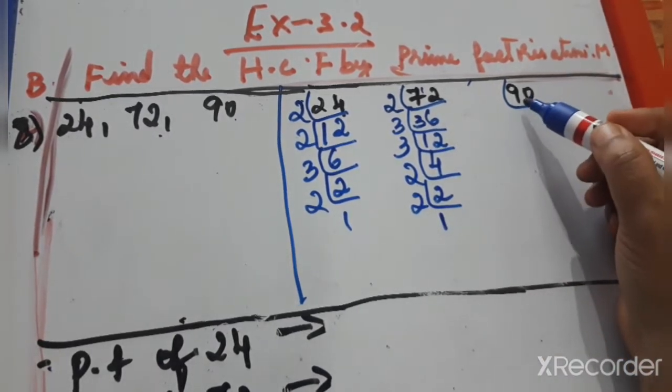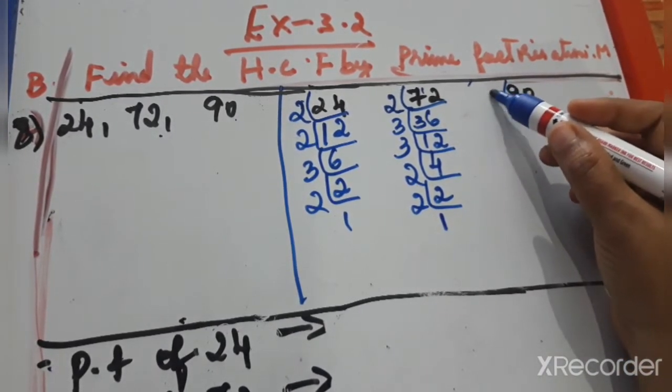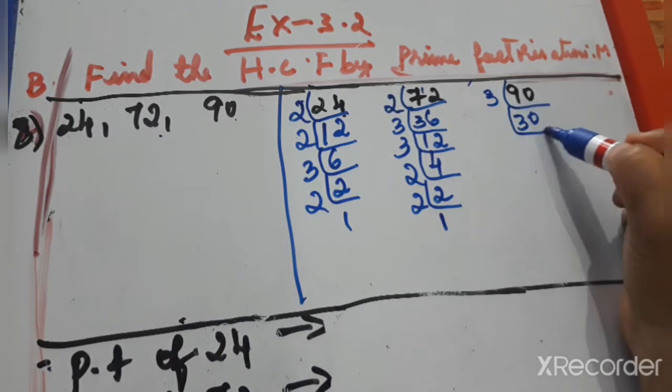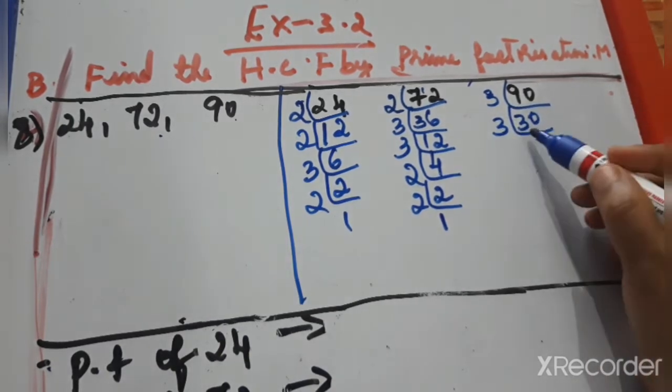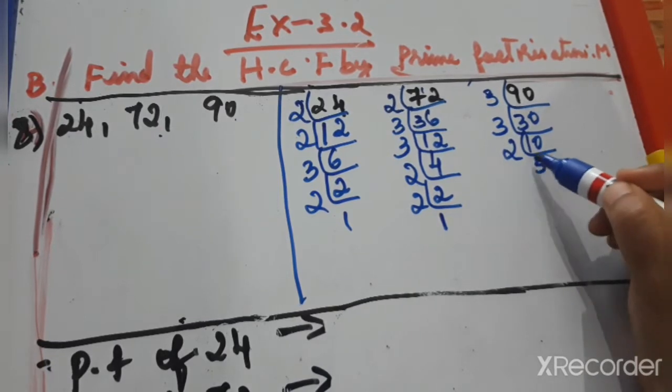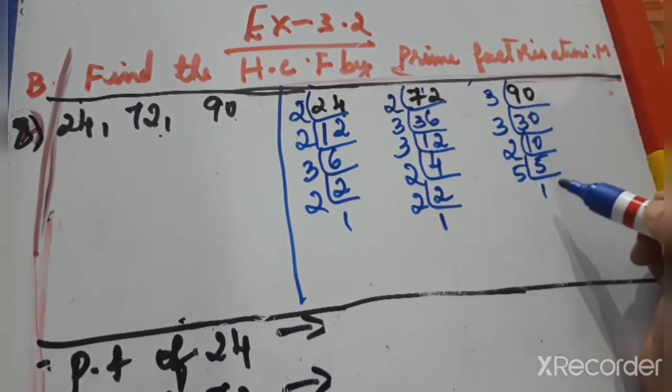90, we can try with 10, but here outside we want only prime numbers, so try with 2 or 3. 3 is a prime number, 3 3s are 9, 0. Again we can try with 3, 3 10s are 30, 10 will multiply with 2 ones are 2, 5s are 10, and 5 will multiply with 5 ones are 5.